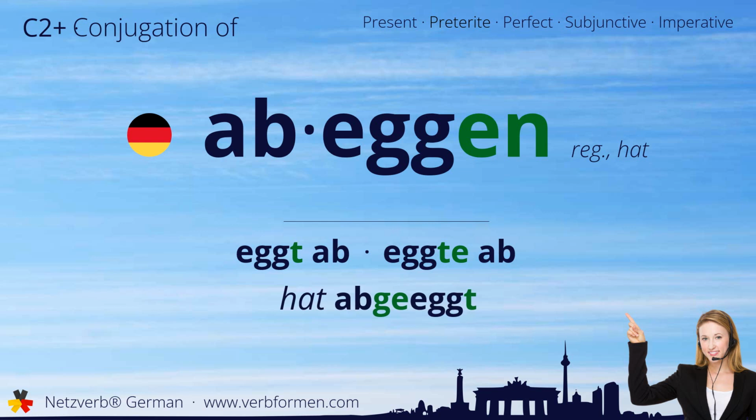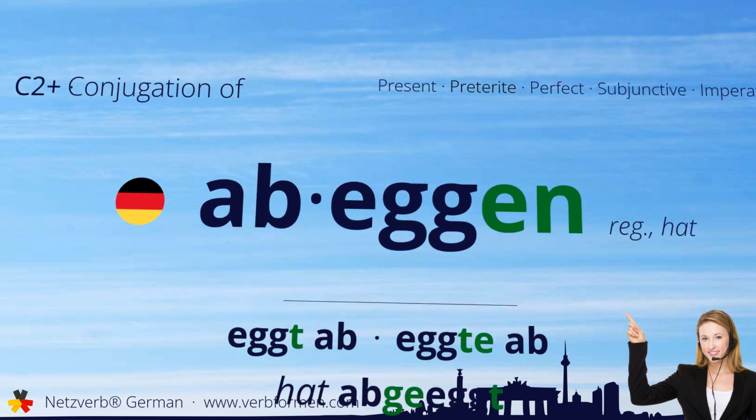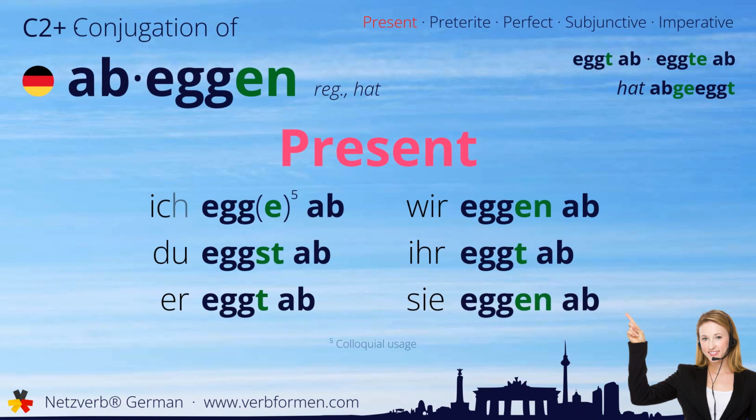Now let's move on to the tenses. First, we'll take a look at the present tense. Ich egge ab. Du eckst ab. Er eckt ab. Wir eggen ab. Ihr eckt ab. Sie eggen ab.